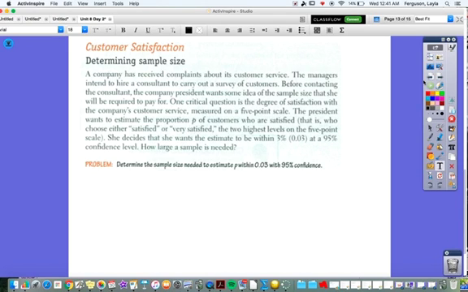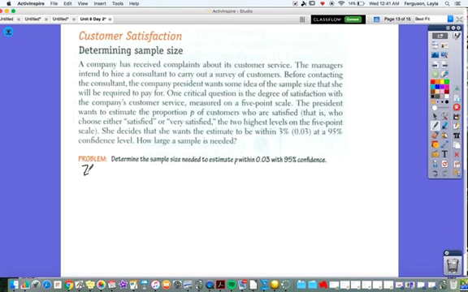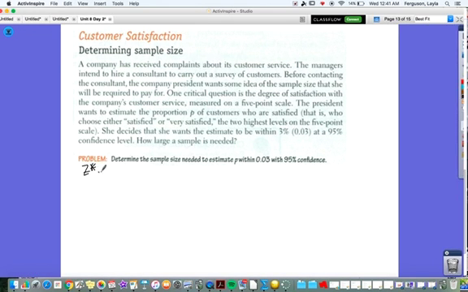Okay, so we are going to find first our Z star, so our critical value. Now we're looking at 95%. So again, 95 is in the middle. That means that there are 2.5% on each side.